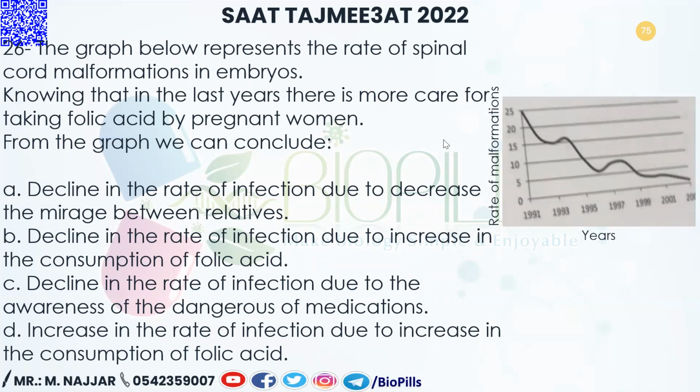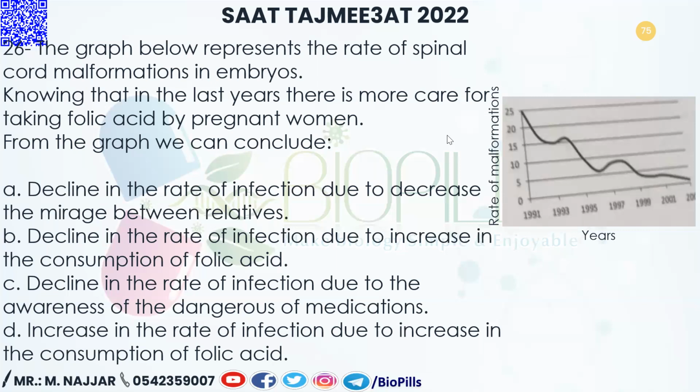If we read here the options, we're going to find out the answer. B, decline in the rate of infection due to increase in the consumption of folic acid. C, decline in the rate of infection due to the awareness of the dangers of medications. D, increase in the rate of infections due to increase in the consumption of folic acid.